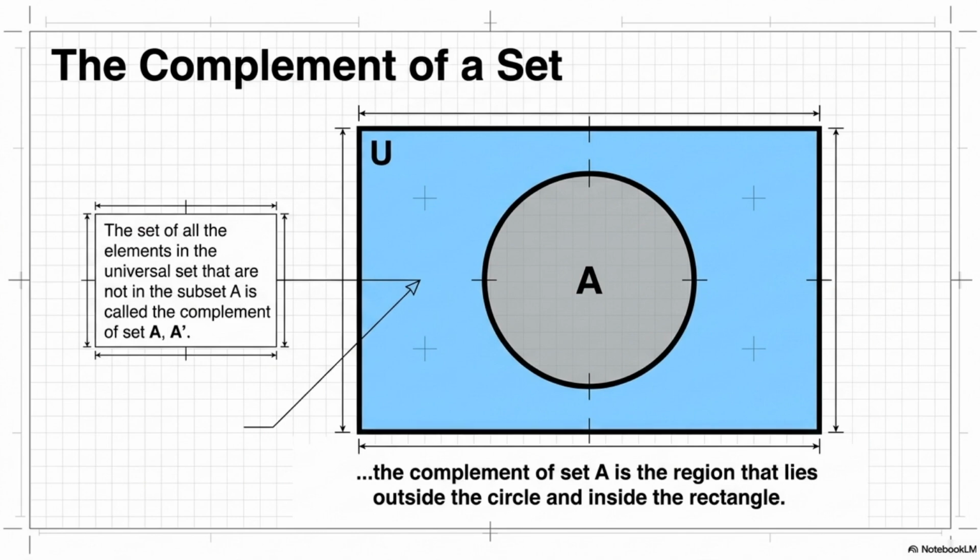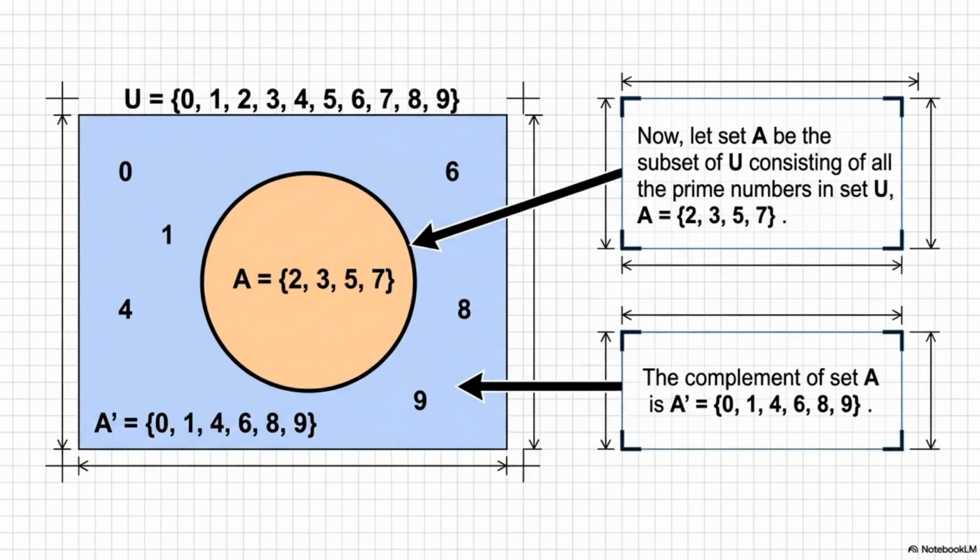Let me solidify this for you listening right now. If our universal set is single digits, 0 through 9, and subset A is prime numbers, so 2, 3, 5, 7, the complement, A prime, is everything left over in the rectangle: 0, 1, 4, 6, 8, 9. Exactly. Sometimes the easiest way to find something is by defining exactly what it isn't.